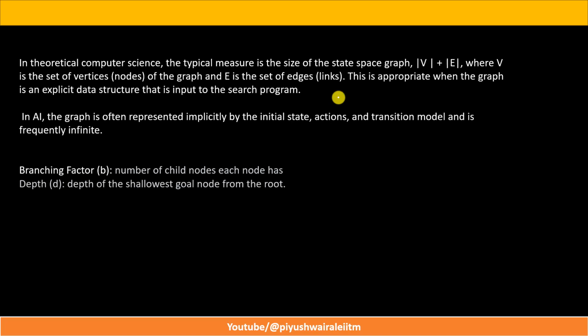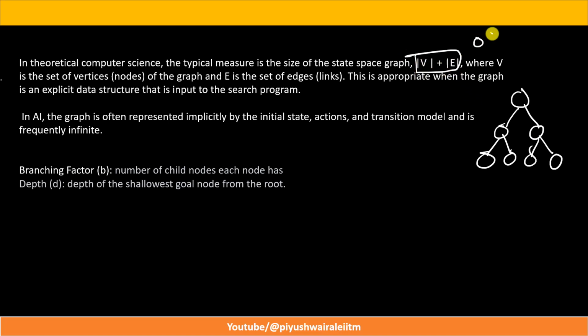But before discussing time complexity and space complexity, let us discuss a few other things. In computer science, the typical measure is the size of a state space graph. If we want to measure the complexity of any particular tree like this, suppose this is our tree, the complexity is measured by order of V plus E. V is vertices, that is nodes in the case of a graph, and E is the set of edges, that is links. This is appropriate when the graph is explicit data, that is input to a search program.